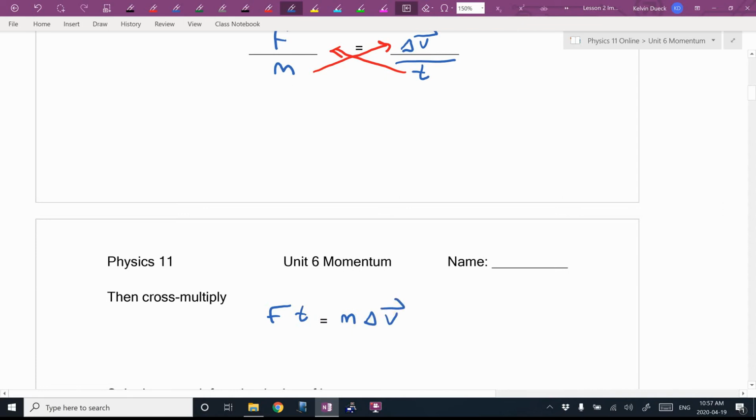Now here's what this is saying. If you want to change the momentum of an object, if you want to apply an impulse, remember impulse is the same thing as change in momentum, you have to apply a force over a given time. You have to apply an unbalanced force over a given time. That's the only way to cause an object's momentum to change.